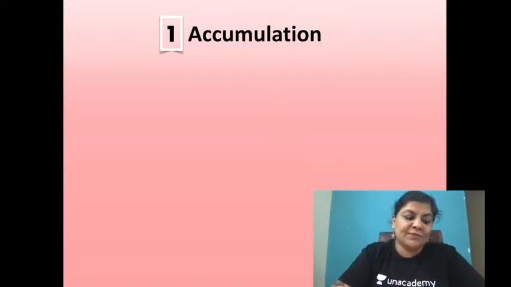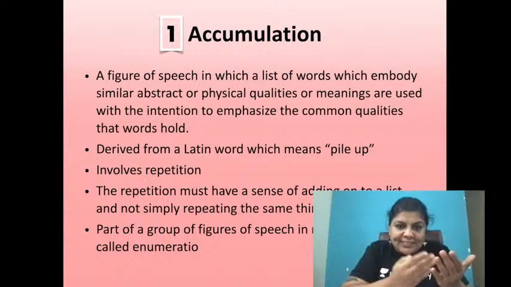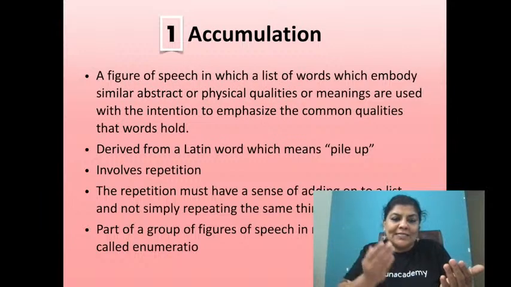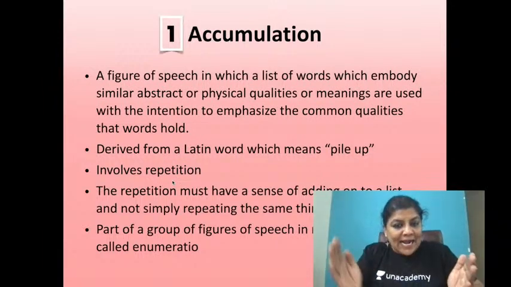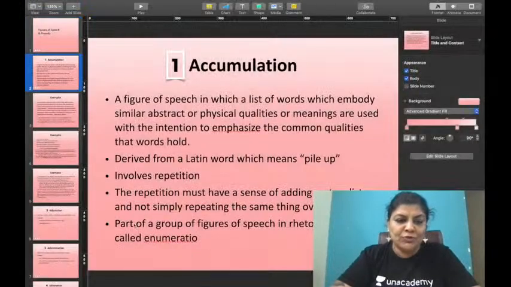There are lots of figures of speech we are talking about today. First is accumulation. What do you mean by accumulation? Accumulation is a figure of speech in which a list of words which embody similar qualities are used. A list of words with similar qualities are piled up. It includes repetition, adding on more meanings. It is part of an idea in rhetoric called enumeratio.